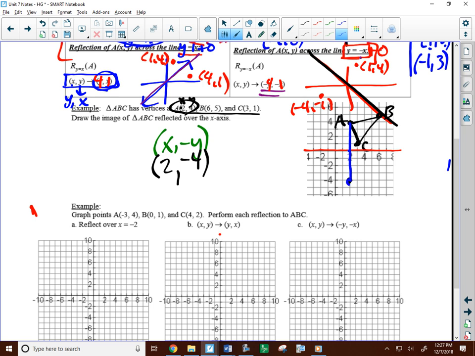Count down 4, and there's the point. C, I count down 1. Down 1. B is down 5, and I go down 5 again. A prime, yes. So it has to be the same distance away from that line. I think that's a little bit easier, but again, whichever method you prefer is fine.